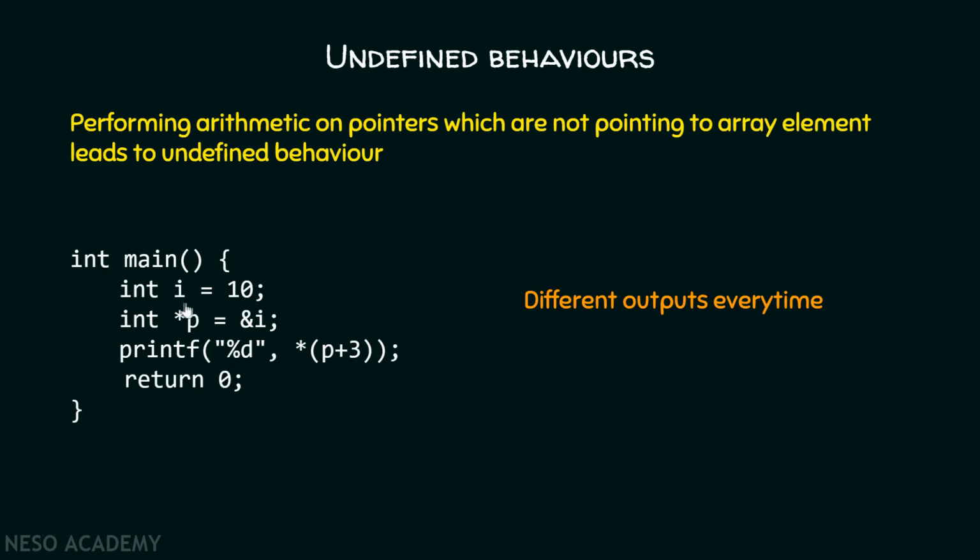This is a variable. After adding 3, the pointer will move 3 positions in the forward direction, but we don't know what is there in the subsequent positions, right? As this is a variable, not an array. That is why we get different outputs every time.